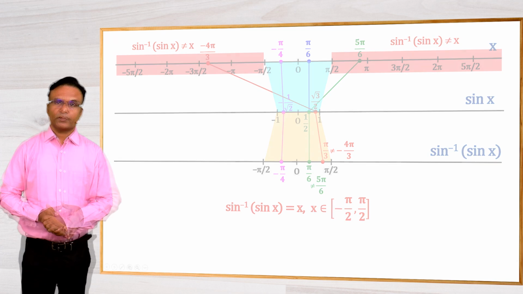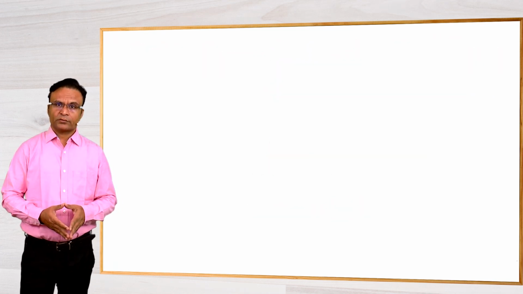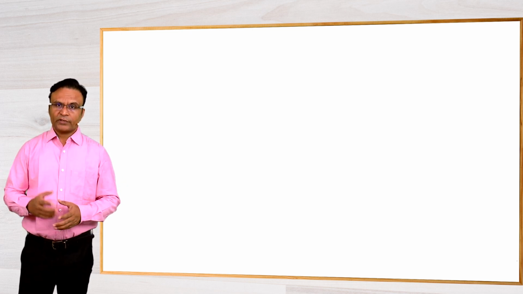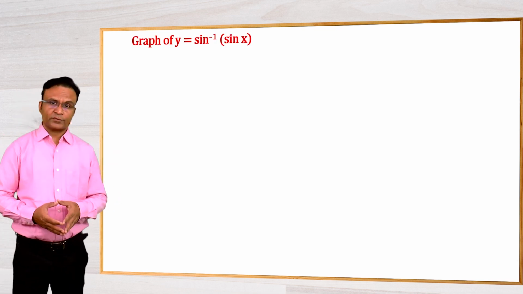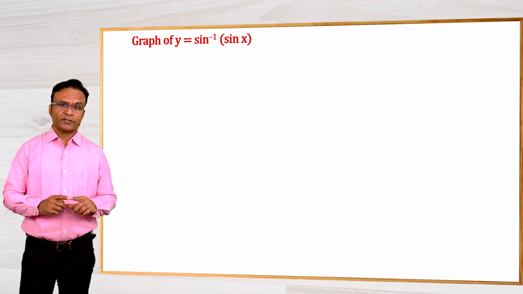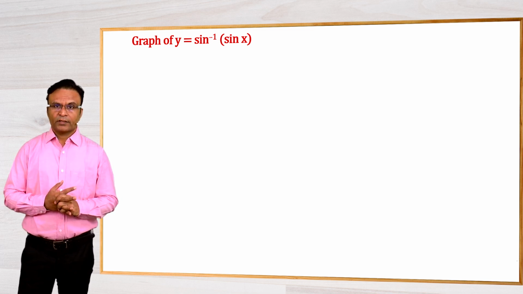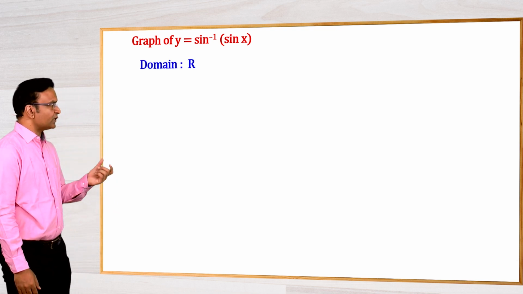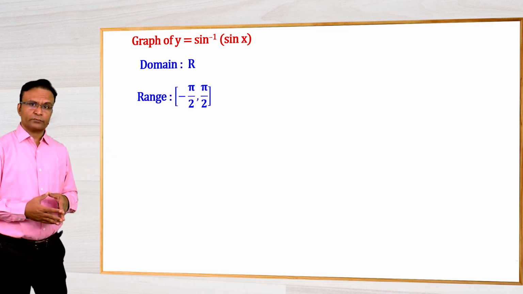किसी भी फंक्शन को अगर हमें प्रिसाइसली समझना हो तो हमें उस फंक्शन का ग्राफ ड्रॉ कर लेना चाहिए. सो लेट्स ड्रॉ द ग्राफ ऑफ फंक्शन y इज इक्वल टू साइन इनवर्स ऑफ साइन x. दिस ग्राफ विल हेल्प अस टू अंडरस्टैंड दिस फंक्शन क्लियरली एंड प्रिसाइसली. What we know about this function? The domain of this function is R and the range is minus pi by 2 to pi by 2.